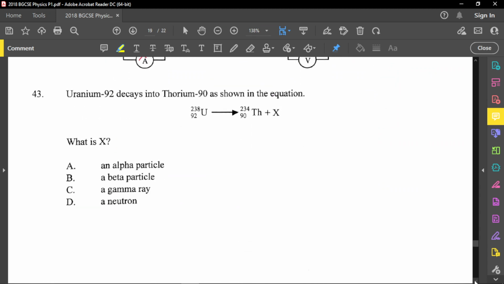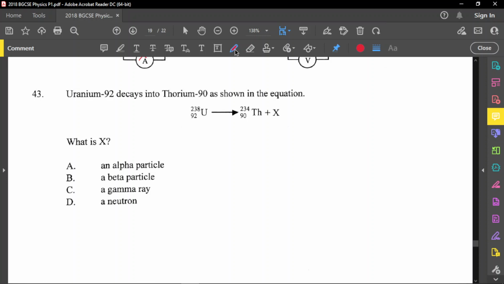Here now, uranium-92 decays into thorium-90 as shown in the equation. Now, what is X? Remember, like any chemical equation, what you started out with is what you end with. Let me put it a different way. The total things that you're starting out with is the total things that you must end with.